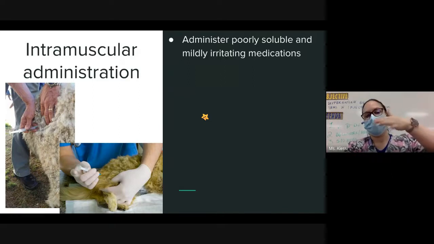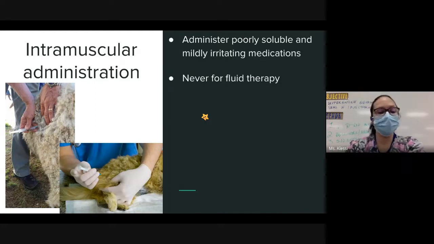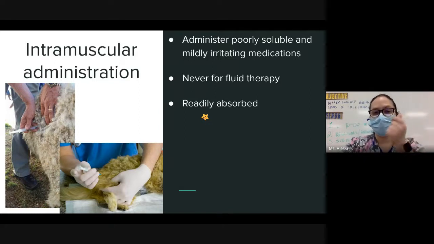IM is somewhere in the middle, right? Because it's going into the muscle, but it still needs to get into the bloodstream. So you're never going to be giving fluids into the muscle. It's not going to do well. And when I say fluid therapy, we're talking about what we think of as an IV bag of fluids, even though an IV bag can also go subcutaneously. Think about that giant bag of fluid on the TV shows, that's what we're talking about with fluid therapy. So we're never going to put a large amount of fluids in the muscle. They are readily absorbed, right? So it does go into that bloodstream fairly quickly.